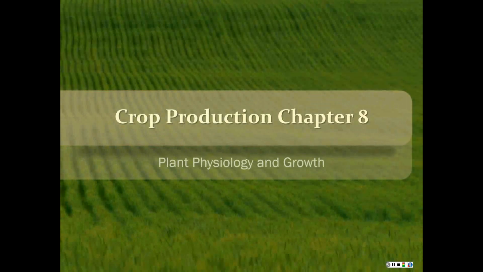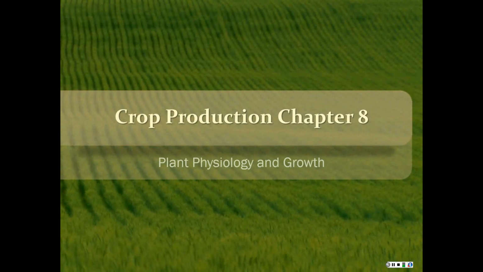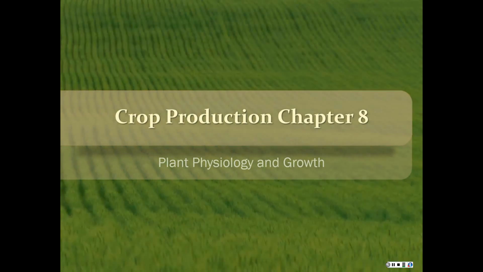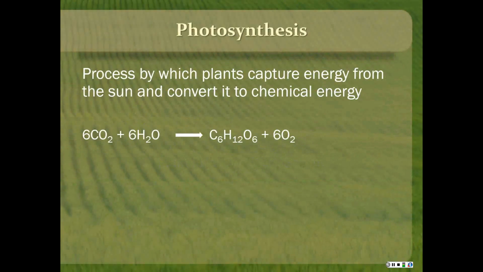Okay, hello. Today we're going over chapter 8 in crop production. This chapter deals with plant physiology and growth. And one process that's necessary to plants for growth is photosynthesis, and that's the process by which plants capture energy from the sun and convert it to chemical energy.